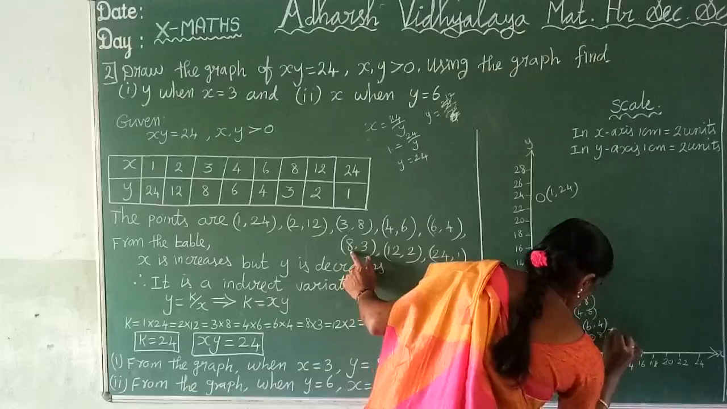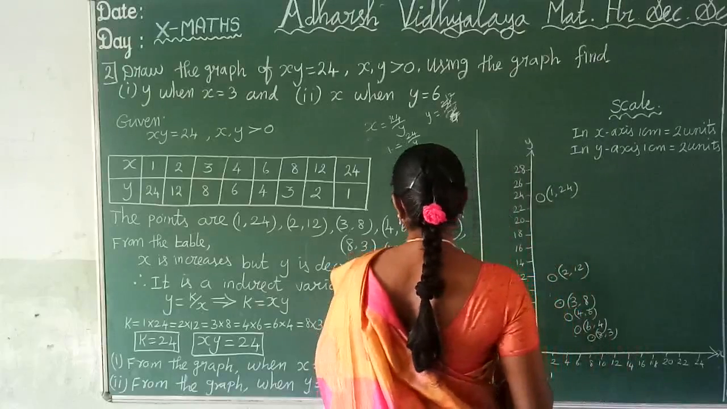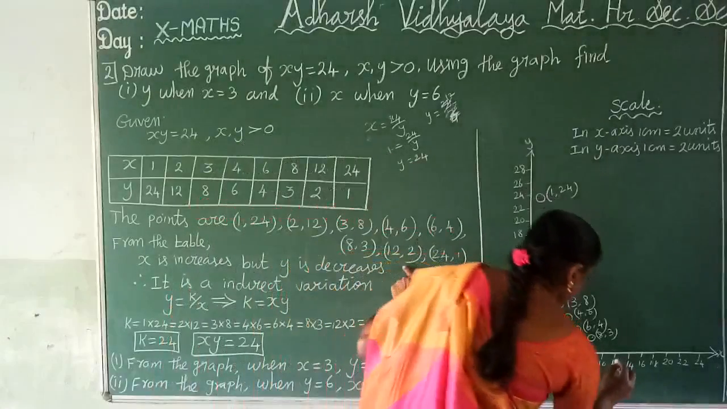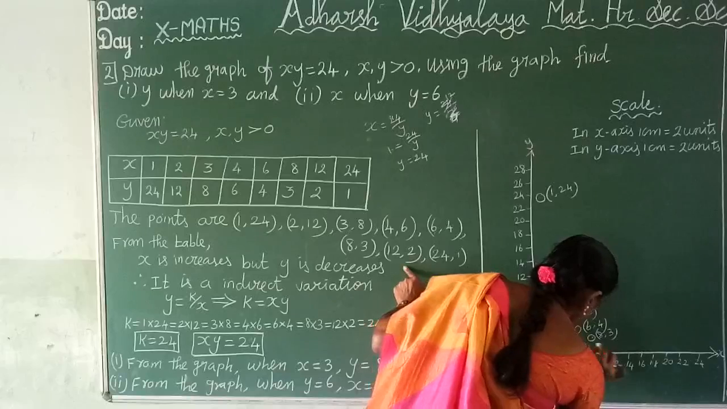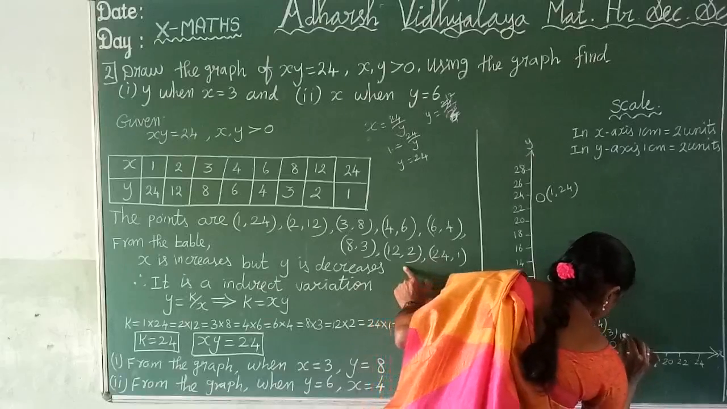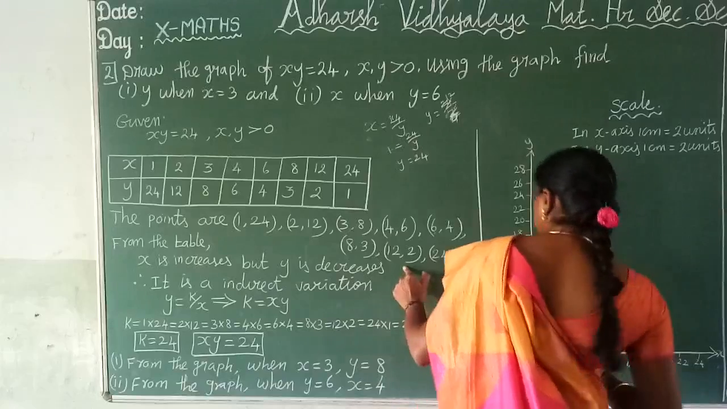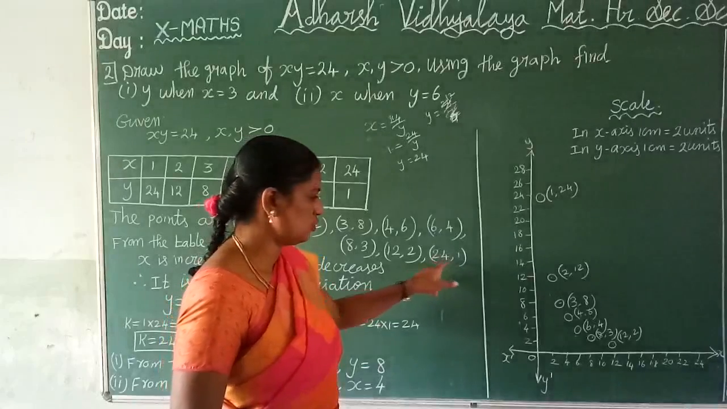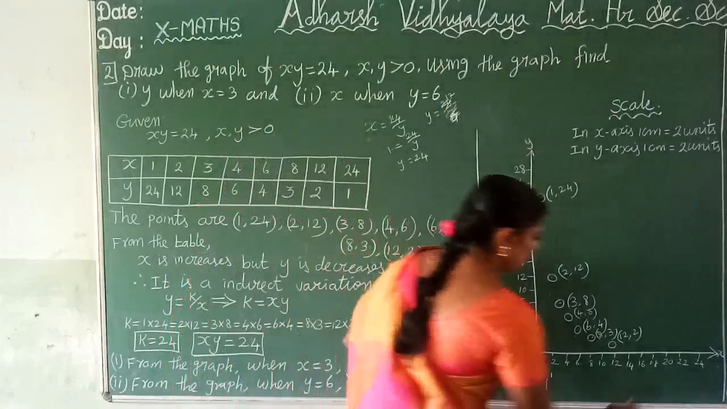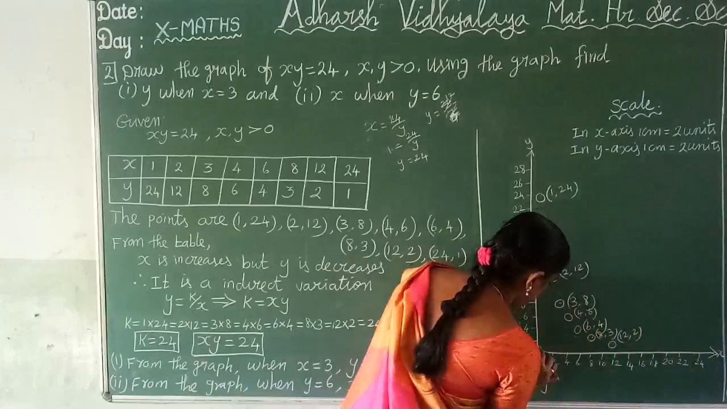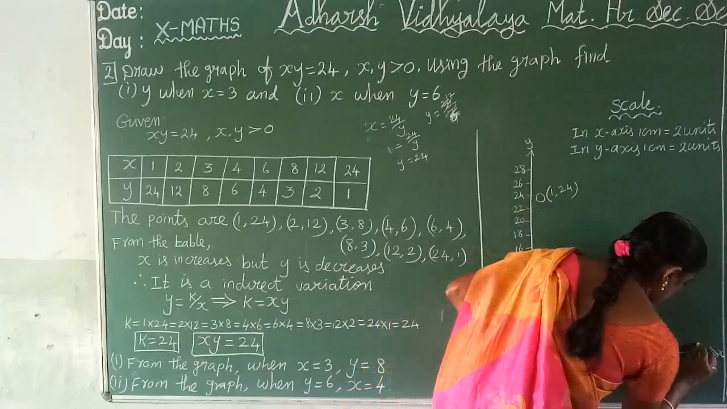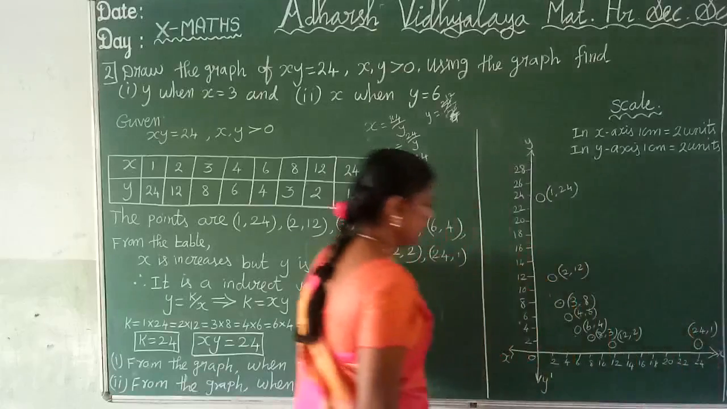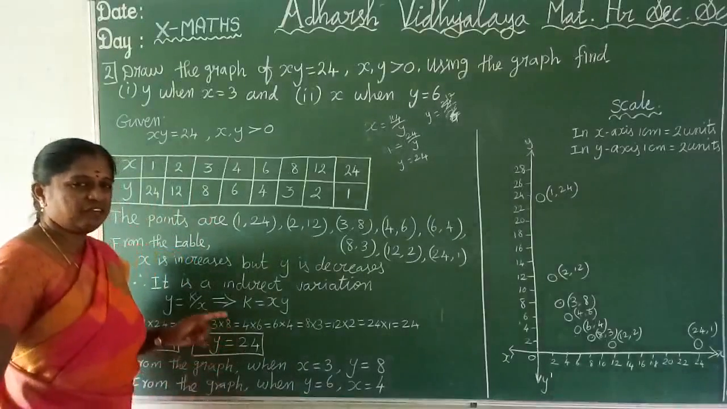So 8 comma 3. Next one X 12, y 2. So 12 comma 2. Next one X value 24, y value 1. So that is 24 comma 1. Here 1 means in between line. So 24 comma 1.